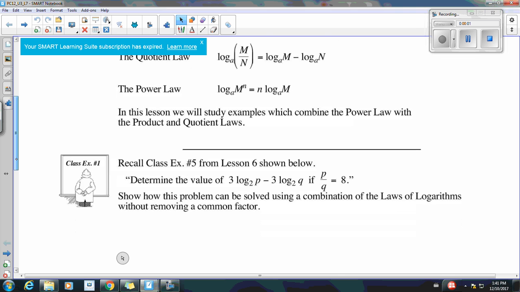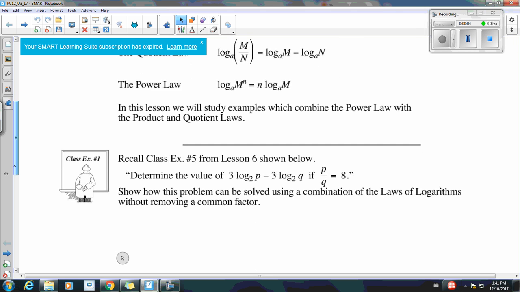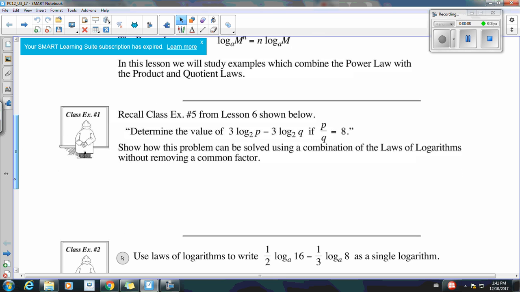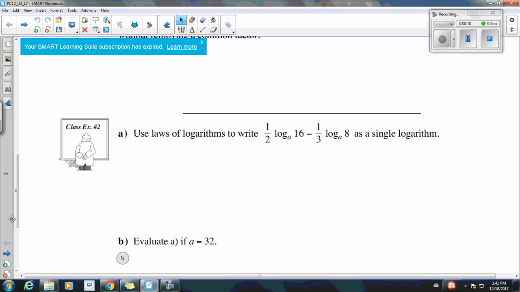We're starting to put those log laws together, so now we're going to have to use all three at once. We're going to go to class example 2. Class example 2 says, use laws of logarithms to write 1/2 log base a of 16 minus 1/3 log base a of 8 as a single logarithm.